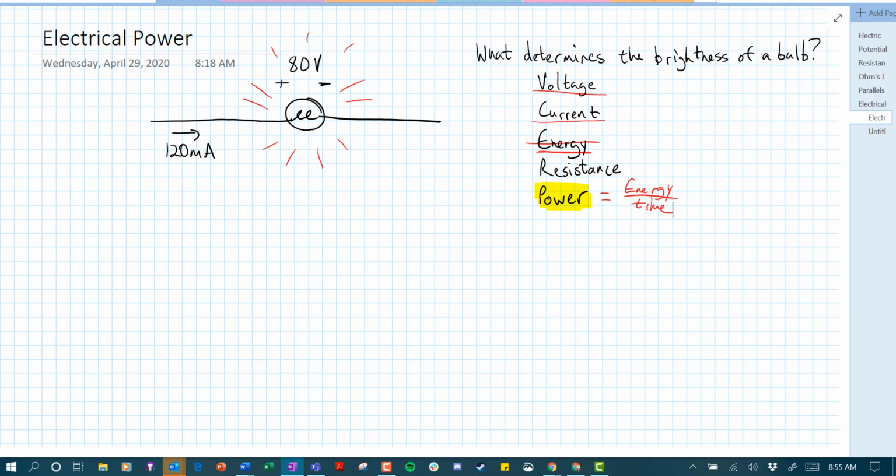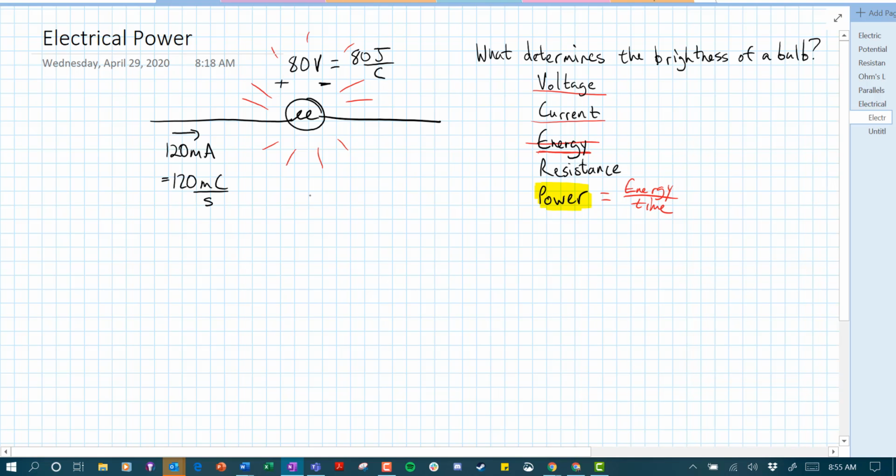So if we think about what these quantities actually mean, current, remember, is charge over time. So that's the same as 120 millicoulombs per second. And voltage is the same as work per unit charge. So 80 volts is the same as 80 joules per coulomb. So if we want to get something in units of power, we need an energy over time. Well, we could just multiply our current and our voltage together.